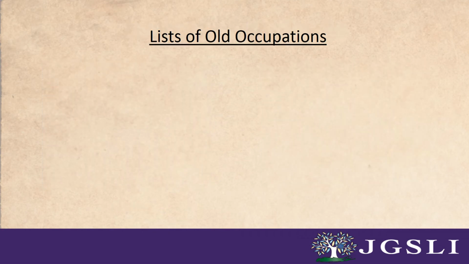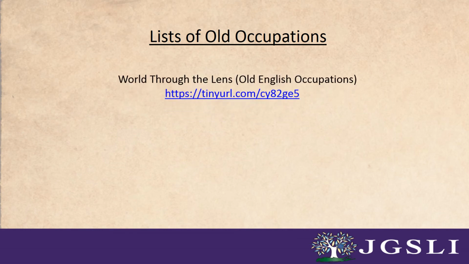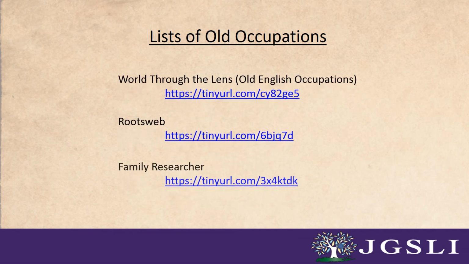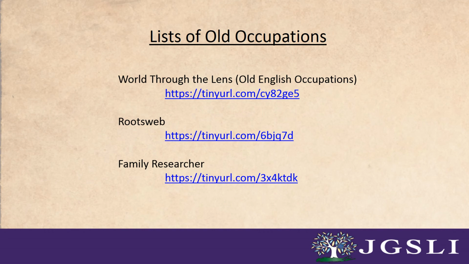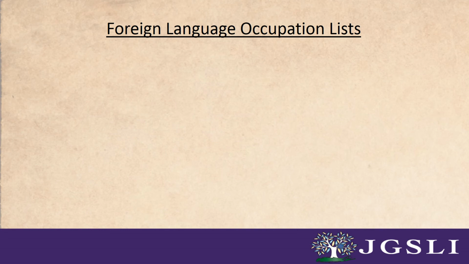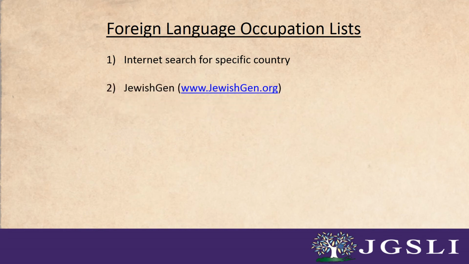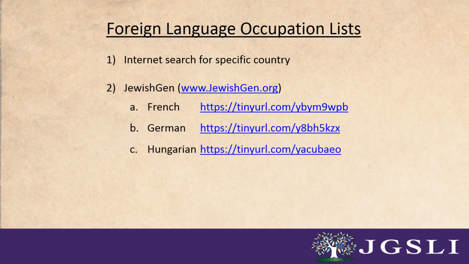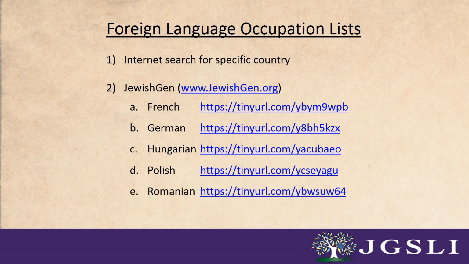There are a number of genealogical and other sites where you can find lists of old occupations. Here are a few: From the World Through the Lens, RootsWeb, and Family Researcher. In addition, if you have information in a language other than English, there are many sites that will give you lists that will translate the occupation between languages. Do a Google search for foreign countries that match your source documents, and you'll probably find a specific list for that country. For example, JewishGen has a number of translated occupational lists: French, German, Hungarian, Polish, and Romanian. The source for these listings come from numerous databases within the JewishGen site.